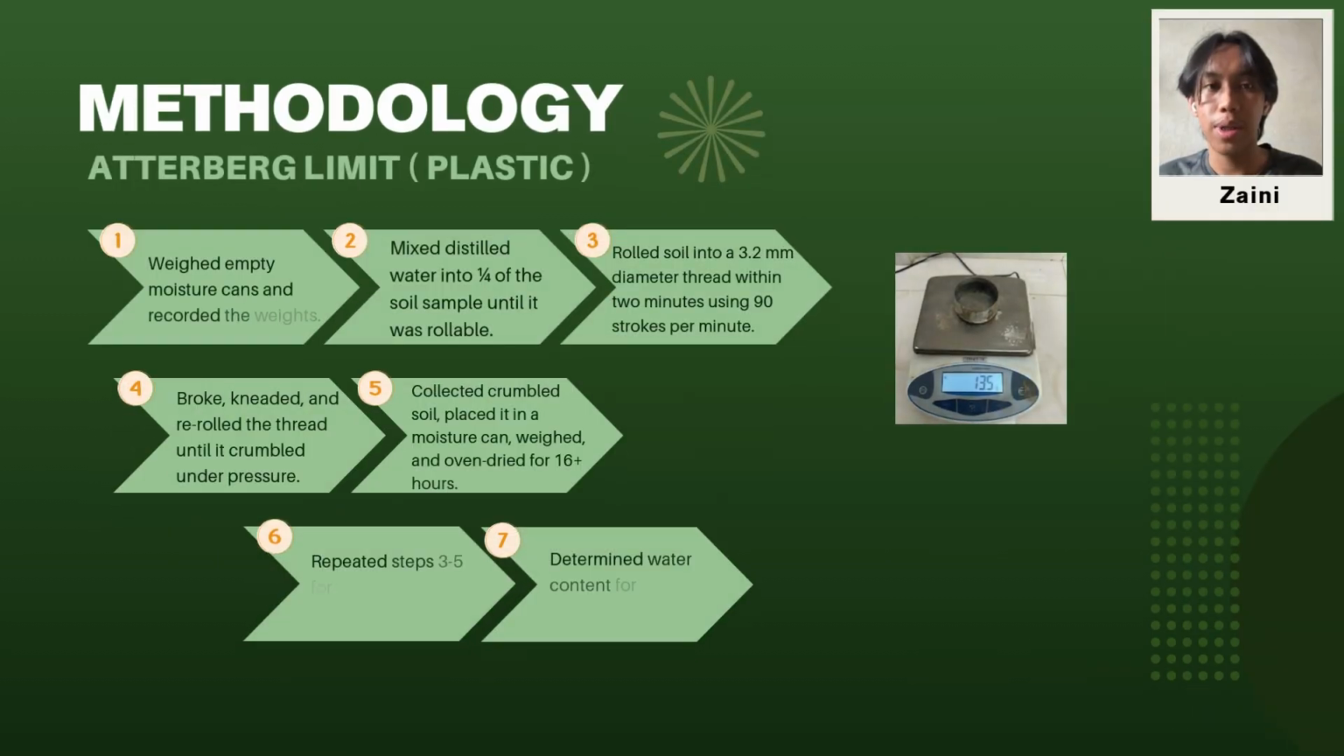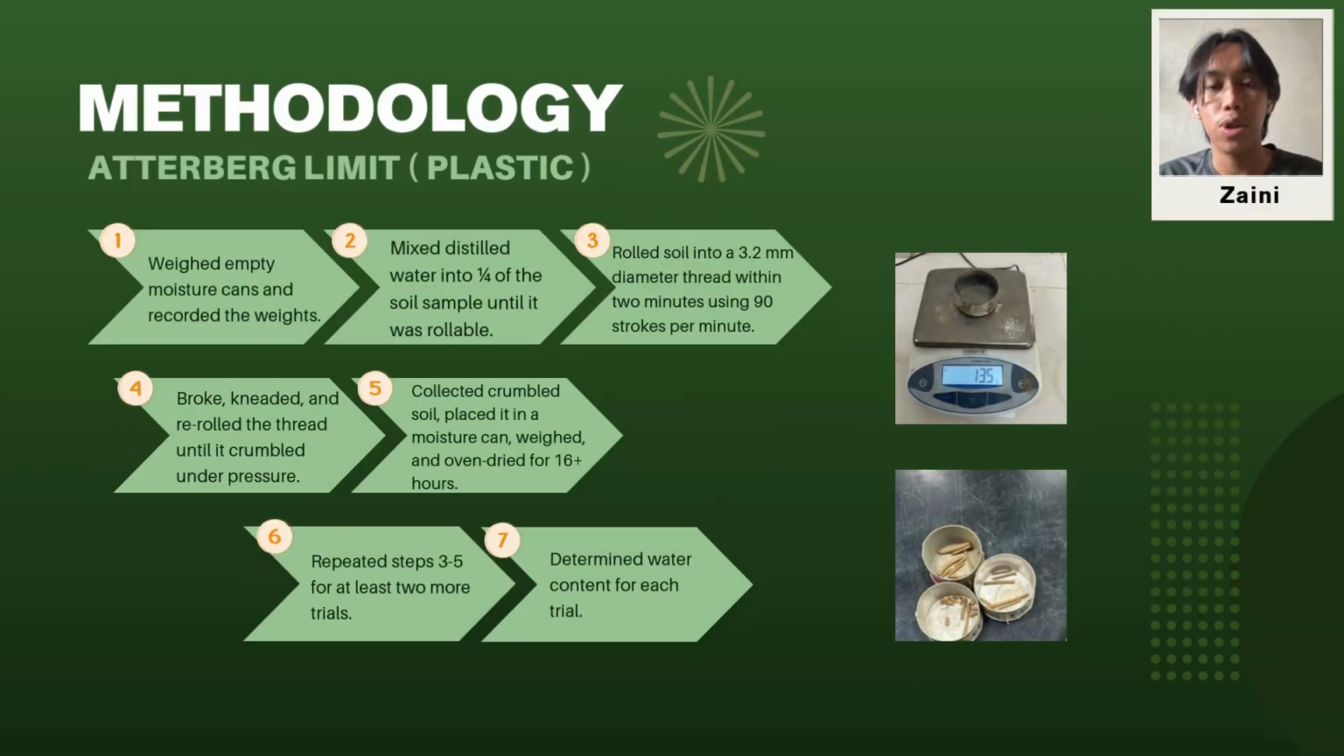In the plastic limit test, we took a small portion of soil, mixed it with water, and rolled it into thin threads of 3.2 mm diameter using 90 strokes per minute. If the thread broke, we crumbled the soil, collected it, and dried it in the oven. And then we repeated this process a few times to measure the soil plastic limit.